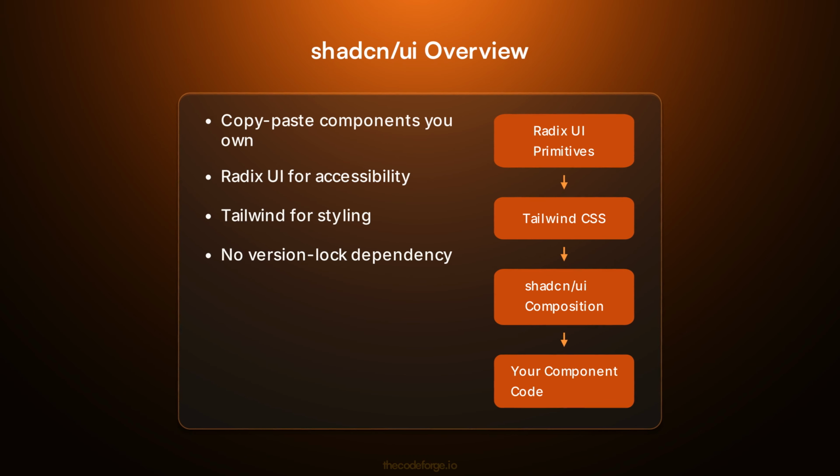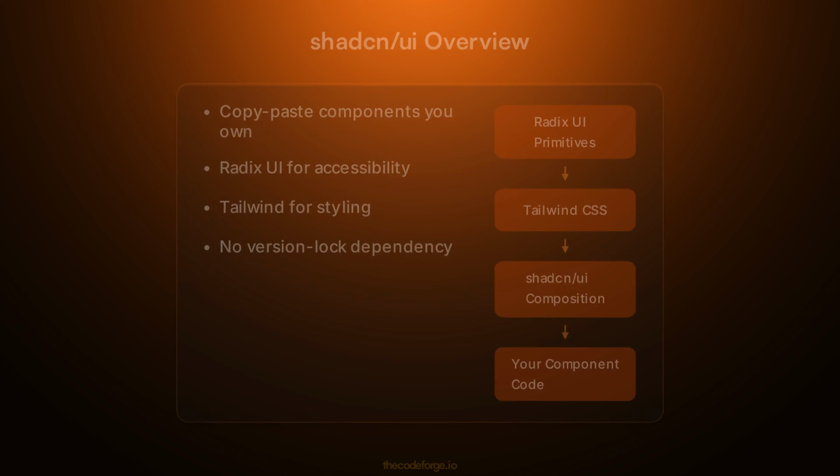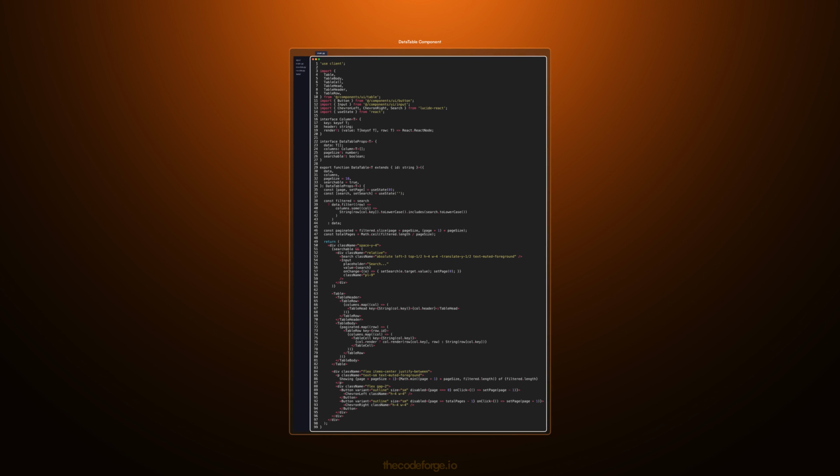Shadcn/UI is not a library. It's a collection of copy-paste components built on Radix UI primitives and styled with Tailwind. You own the source code, so you can customize anything without fighting abstraction layers. Here's a custom data table component built on Shadcn/UI primitives. It supports search, pagination, and custom cell rendering. Because you own the code, you can modify it to match your design system exactly.